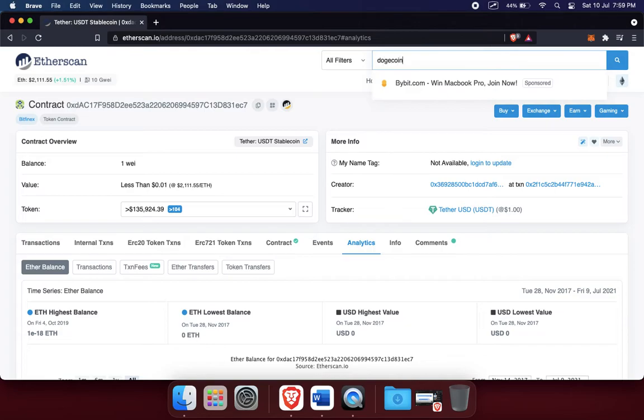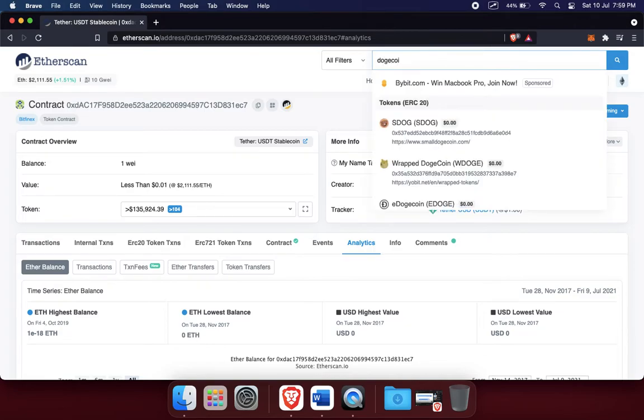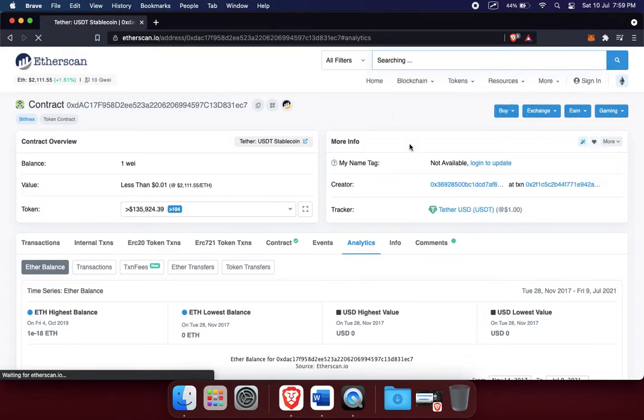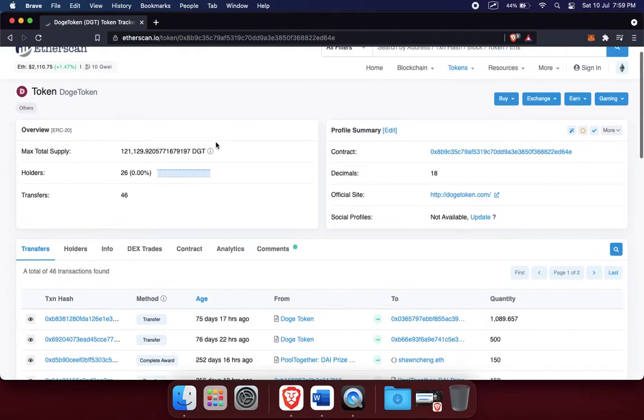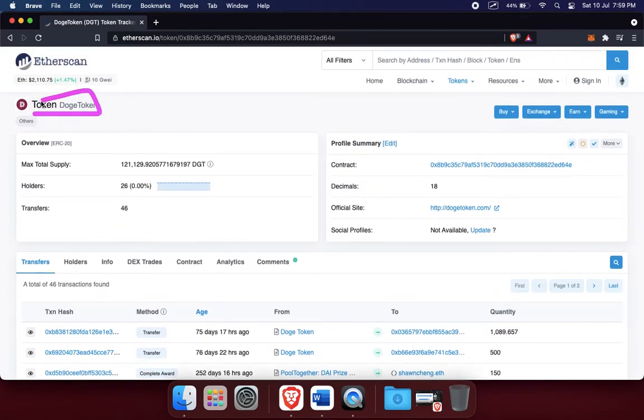So let's look at Dogecoin. Okay, there's no Dogecoin. Let's look at another Doge scam. Okay, Doge token. Let's look at that. Dogecoin has its own blockchain. It's not on Ethereum's blockchain. So Doge token, this is obviously, in my opinion, I don't even have to look at it. I probably know it's a scam, right?